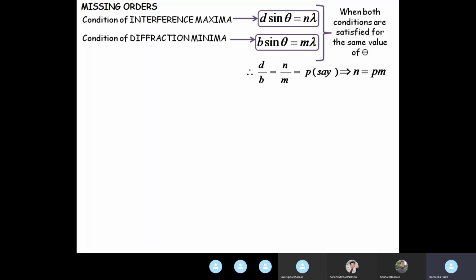You see what happens when this condition is satisfied. When a given interference maxima order n is an integral multiple of the diffraction minima of order m, then something very unique happens. What is that? Let us take an example. Suppose p is equal to 5. The values of d and b are such that d by b equal to n by m equal to 5. All right. So in this equation, we have n equal to 5m.